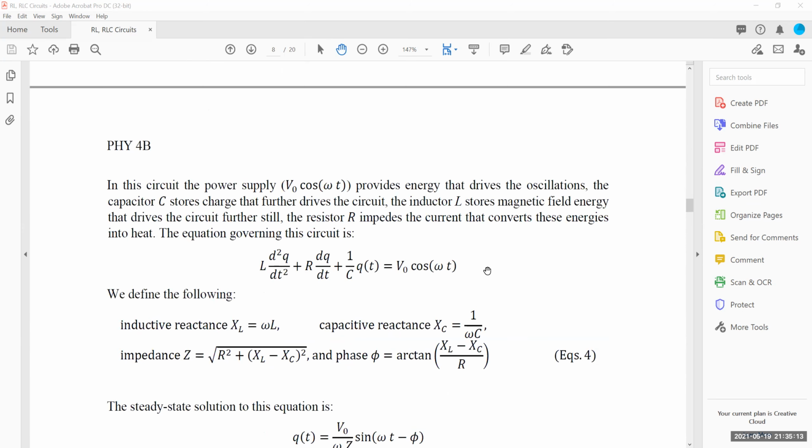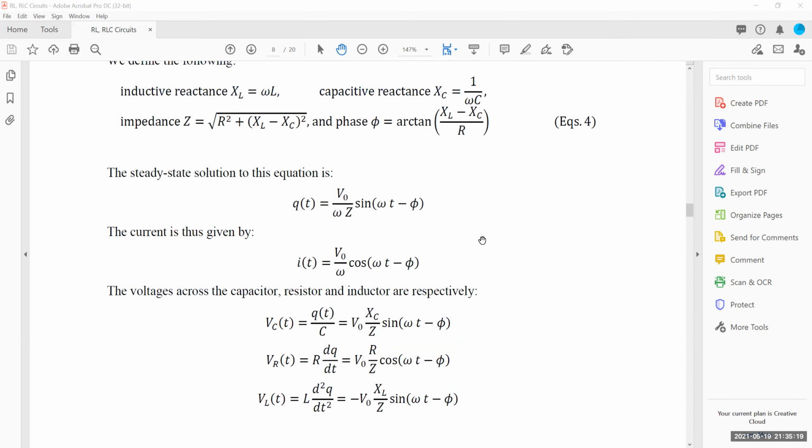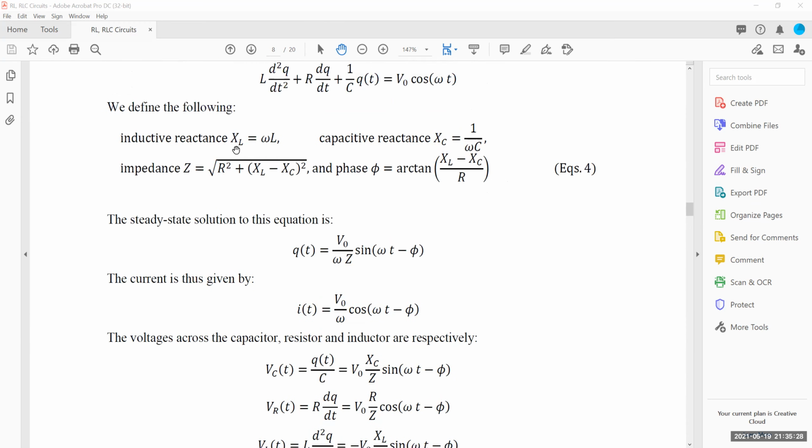So you have the same equation as before, except now the power supply is different. Once you solve for it, this is the same stuff that we did in lecture. Again, this is the reactance for the resistor, the reactance for the inductor, the reactance for the capacitor, and reactance for the inductor is omega L. The reactance for the capacitor is 1 over omega C. And the expression here for the phi, which is the arctangent of (XL minus XC) over R.